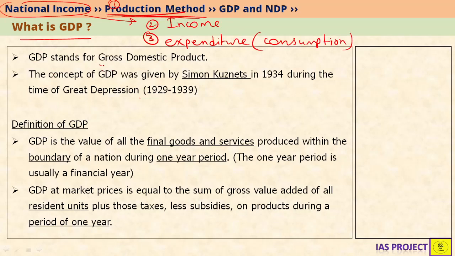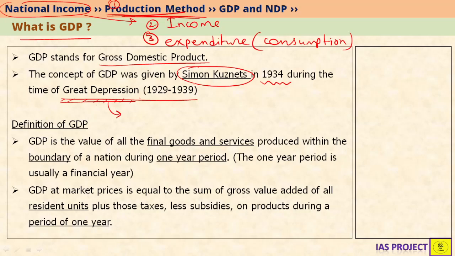GDP stands for gross domestic product. The concept of GDP in modern economy was given by Simon Kuznet in 1934. This concept of modern GDP was given during the period of Great Depression, which happened between 1929 and 1939. The need for a measurement like GDP was especially felt during the Great Depression period, because only by measuring what is the national income can the government take policy measures in order to increase it or to stop decreasing of national income, which was actually happening during the Great Depression period.